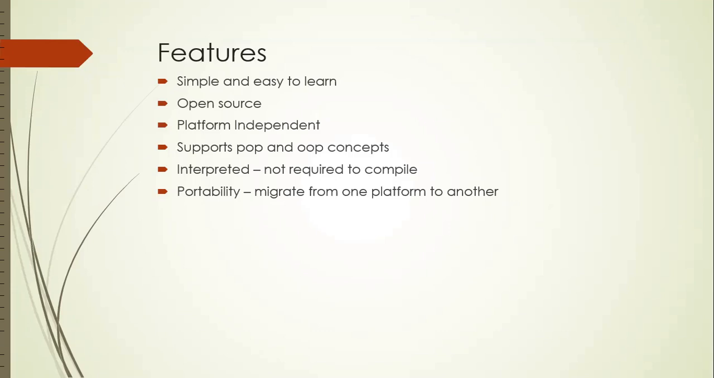Next, it supports POP and OOPS concepts: procedure oriented programming and object oriented programming. So it will support both. C is a procedure oriented programming language, not object oriented. OOPS means here we have classes, objects, and methods. Going forward you will see what is a class, object, and method, and what inheritance and polymorphism are. Those concepts it will support.